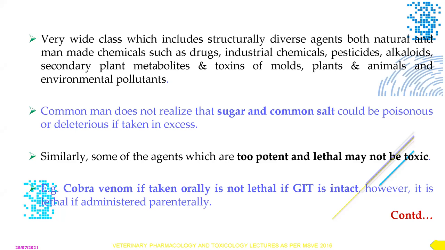Some of the agents which are too potent and lethal may not be toxic. See, here the cobra venom is a highly poisonous toxic material. If it is taken orally, it is not going to cause any toxicity, because inside the intestine it is going to be digested. But if it is administered parenterally, or if a snake bites an animal or a human being, immediately they are going to collapse because of the very complex nature of the snake venom.